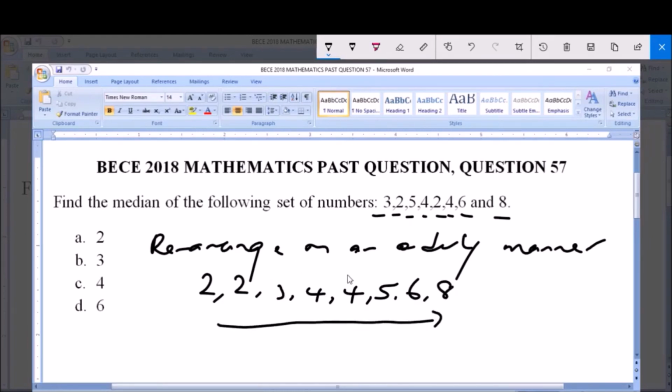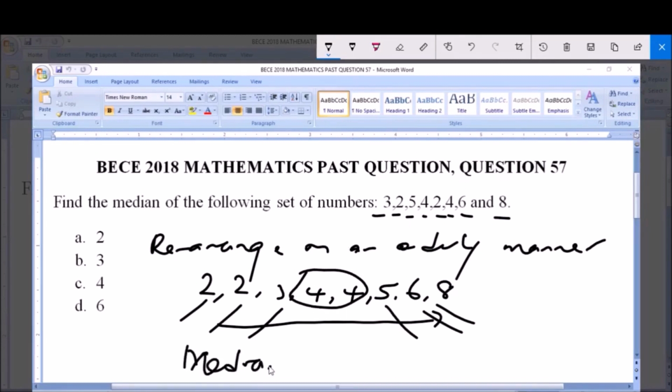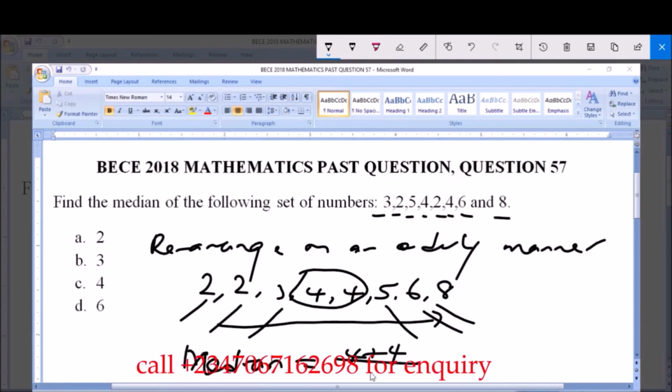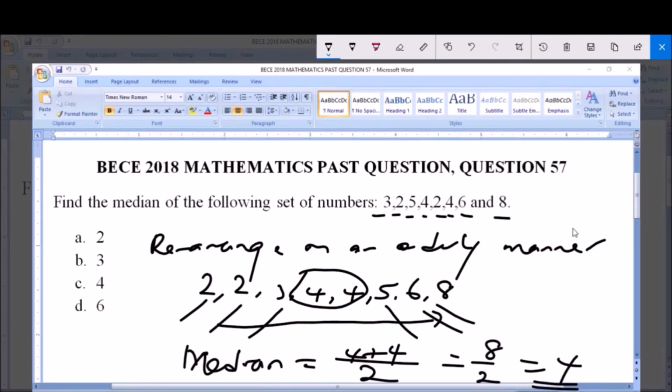Now for us to find the median, we look for the number which is at the middle. Now let's count. We have 1, 2, 3, and we have 1, 2, 3. Now the middle numbers here are these 4, these 2, 4. So therefore we say the median is equal to, since we have 2 middle numbers here, we sum them up and find the average. 4 plus 4 all over 2, and this is equal to 8 all over 2, and this will give us 4. So therefore the median of this set of numbers is equal to 4.